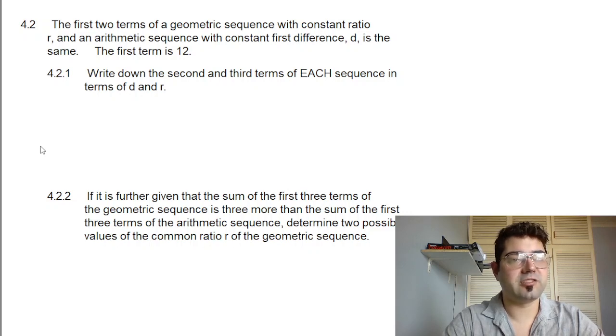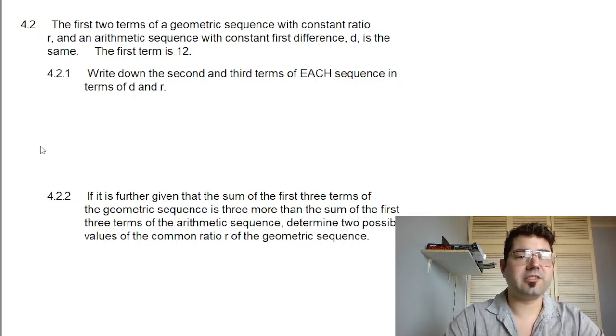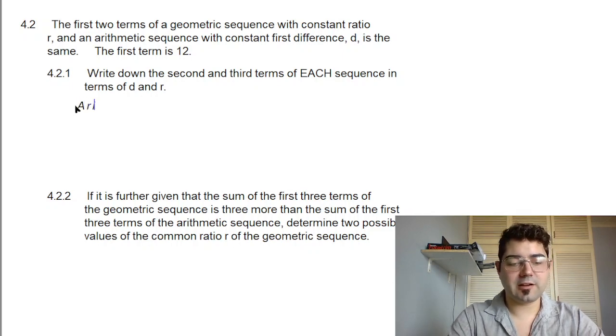The first two terms of two sequences, one geometric and one arithmetic, are the same, and the first term is 12. If we look at the arithmetic sequence and the geometric sequence side by side, this is what we're going to see.